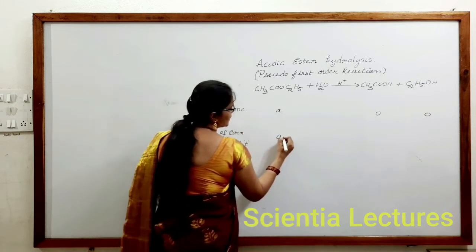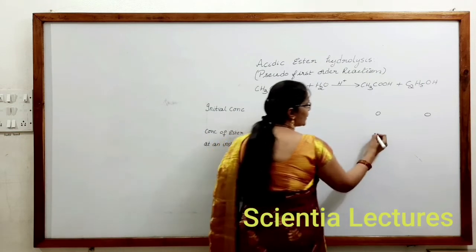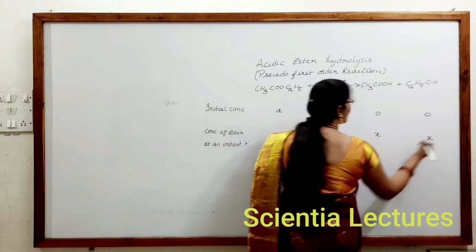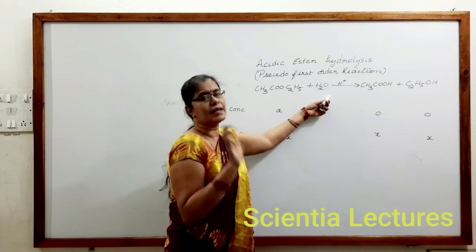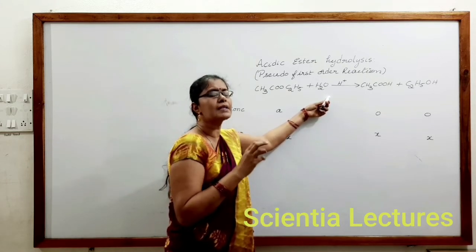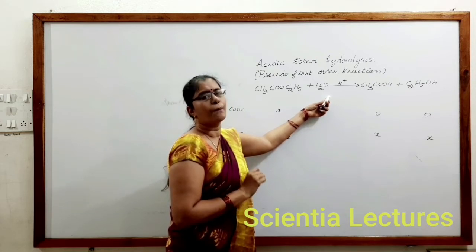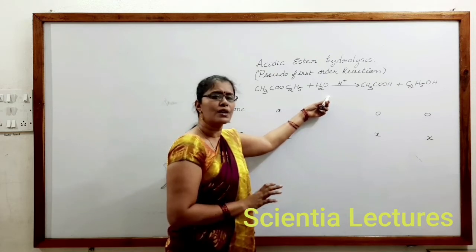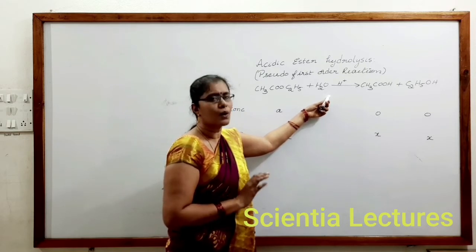Some X amount has been reacted, which means this amount would be A minus X, this amount would be X, and this amount also would be X. We know H plus is a catalyst. What is the purpose of a catalyst? It will alter the speed of the reaction, but at the end of the reaction, its chemical composition remains the same. Then only it is called a catalyst.